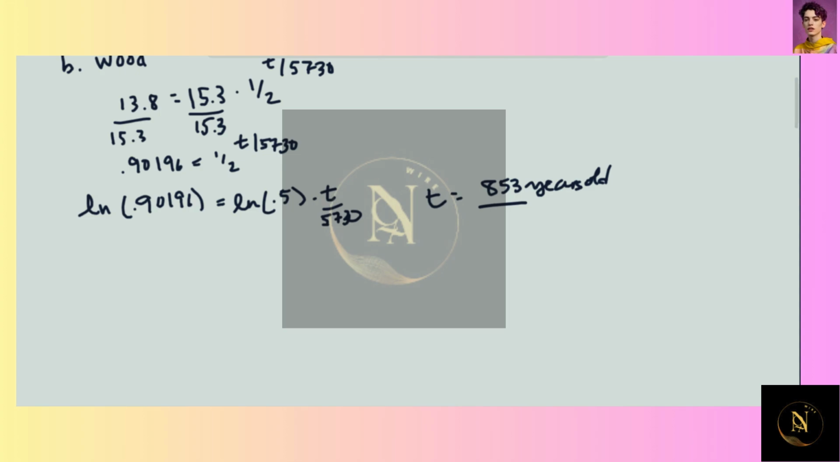The third is a sample that has an activity of 12.1. So 12.1 equals 15.3 times 1/2 to the T over 5,730. Using the algebraic steps above, we find that T is 1,940 years old.